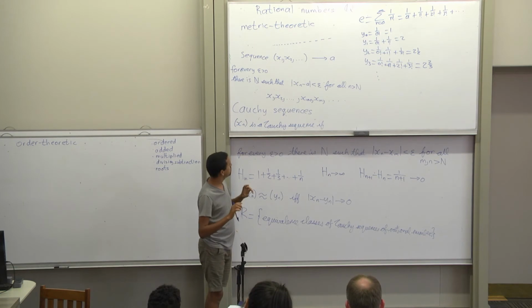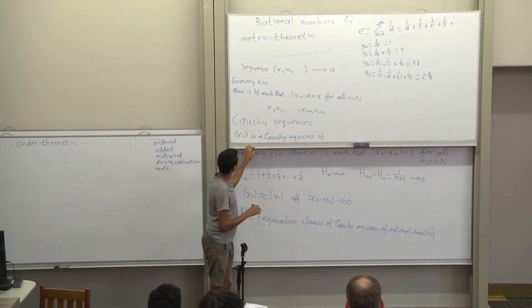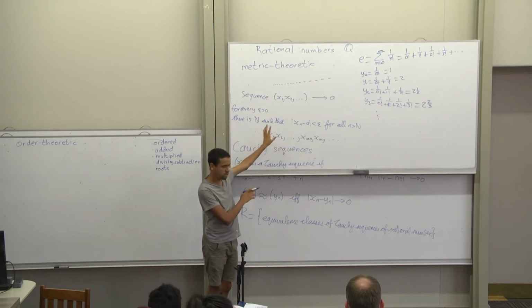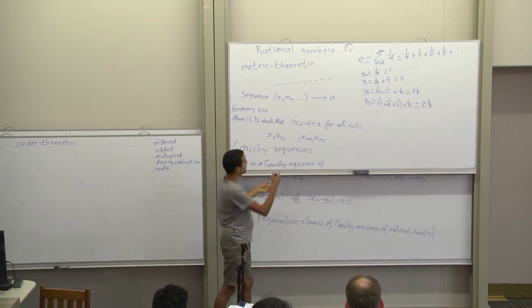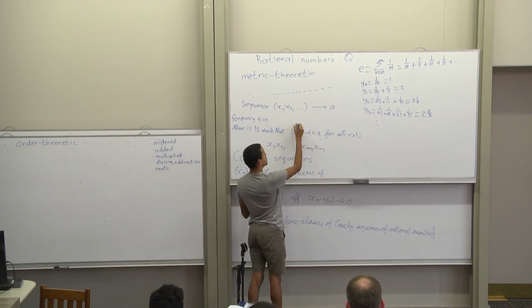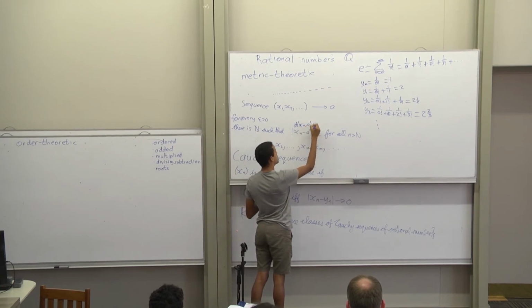The reason why this is called the metric theoretic way is that this definition you can write down exactly the same way for any arbitrary metric space. Like here, instead of saying that this is less than epsilon, I can say the distance between xn and a is less than epsilon.